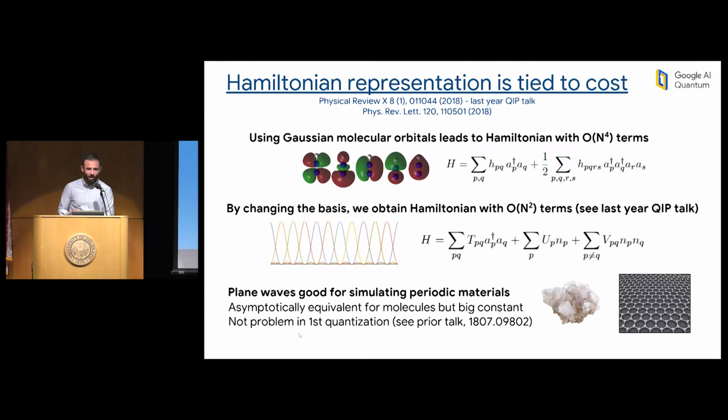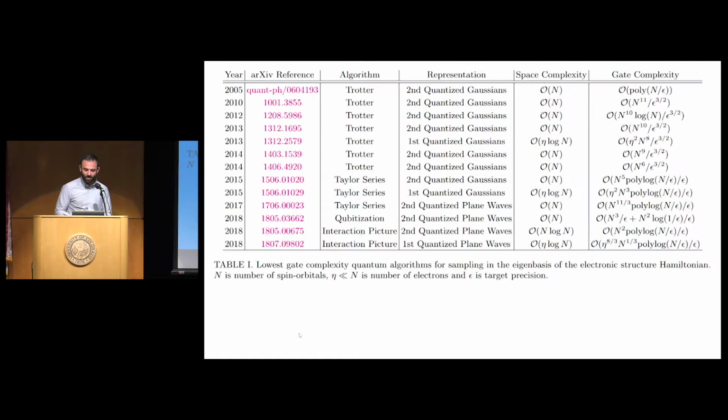And so as Dominic talked about, and he presented our recent work about simulation in first quantization, that's not such a problem, because in first quantization, we could take the number of plane waves to be huge and just sort of make basis error a thing of the past. But that is not what we're talking about here. We're talking about a maybe slightly more practical algorithm for the near term.